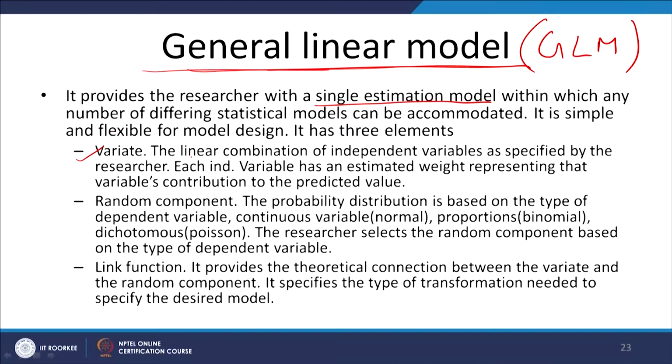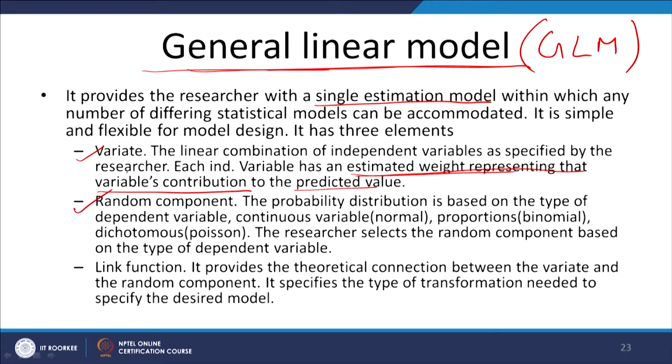So, the first is the variate, right. What is the variate? The linear combination of the independent variables as specified by the researcher. Each independent variable has an estimated weight, please remember this, representing that variable's contribution to the predicted value. So, the first element is the variate. Each variate has an estimated weight which represents how much it is contributing to my dependent variable.